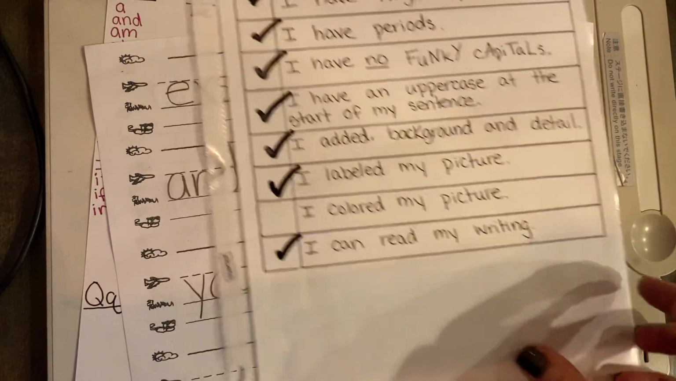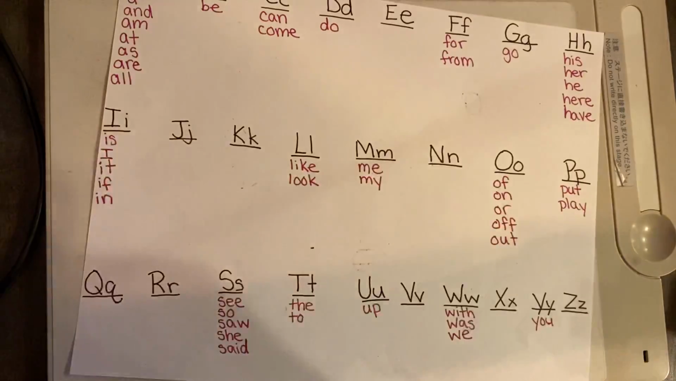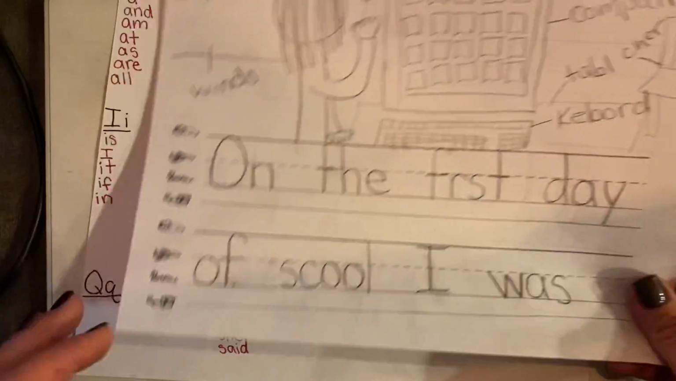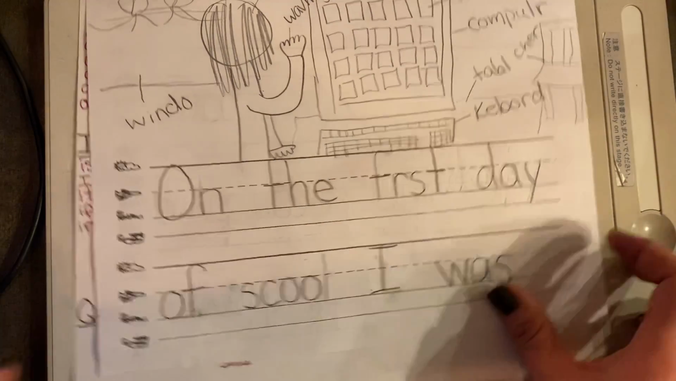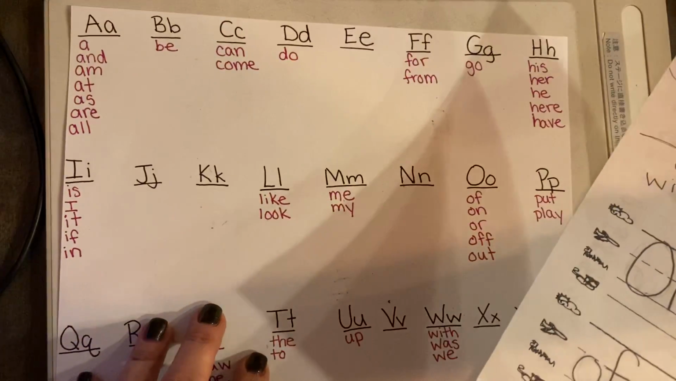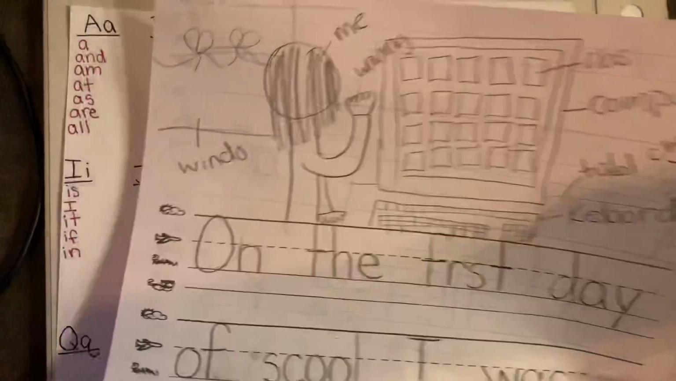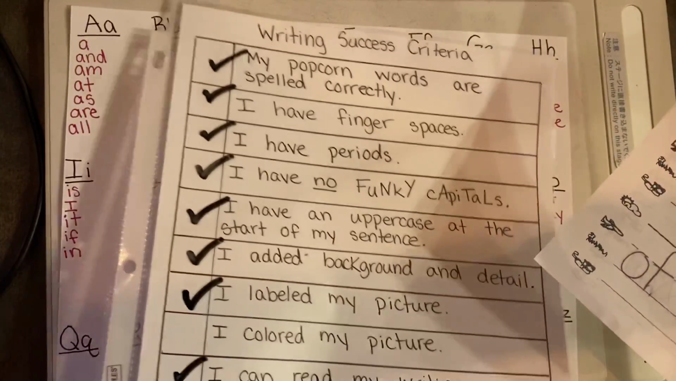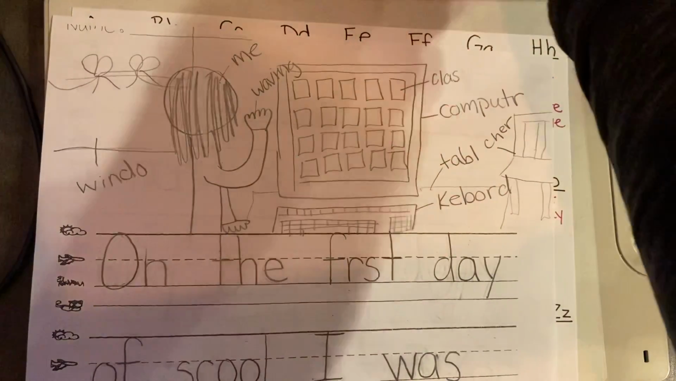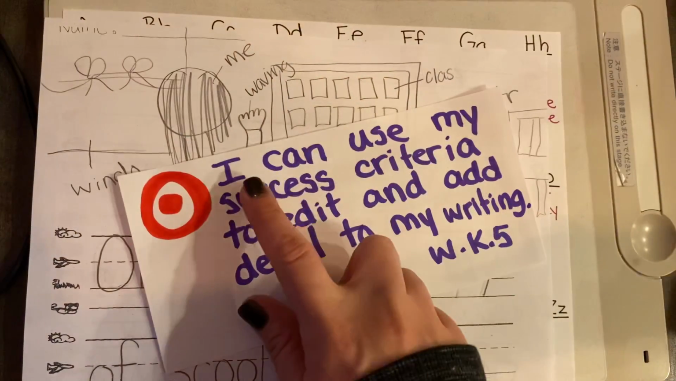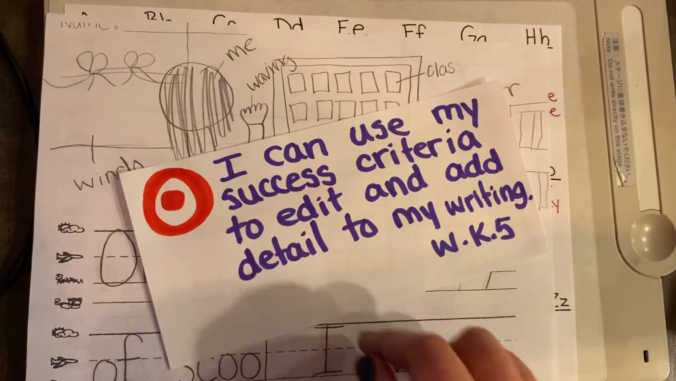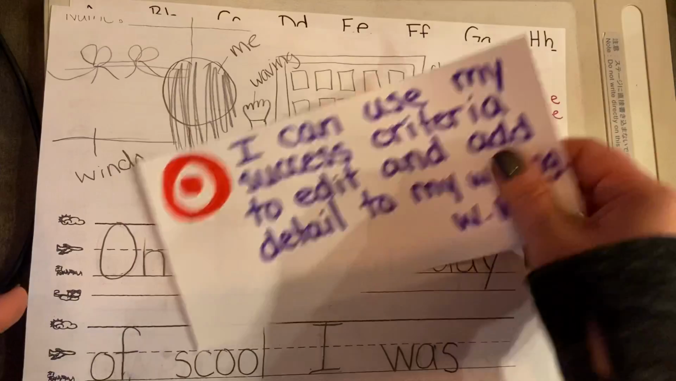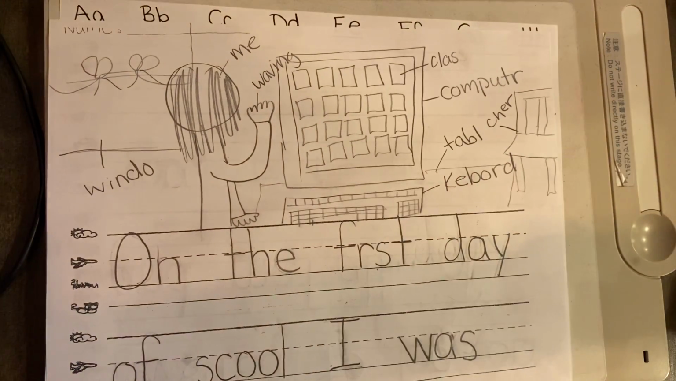So today you guys are going to be fixing with your success criteria the time you were excited writing. So make sure that you have that. Make sure you have a pencil with a good eraser. Make sure that you pull up your word wall so you have all the popcorn words, and make sure you spell those correctly. That you pull up your success criteria and you check that off as you go. And remember, the learning target is I can use my success criteria to edit, which means fix up, and add detail to my writing. So that's what you guys are going to do today with your writing of a time you were excited. I cannot wait to see all of them in Seesaw.